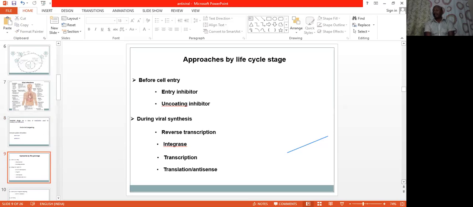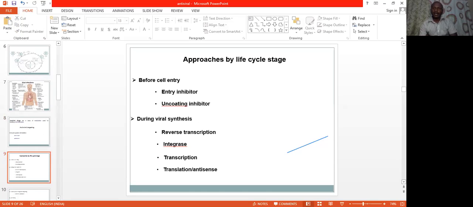Next, our second strategy is that we have studied the life cycle of viruses. In the previous slides, about two slides before, we saw what is involved in the life cycle of the virus particle.